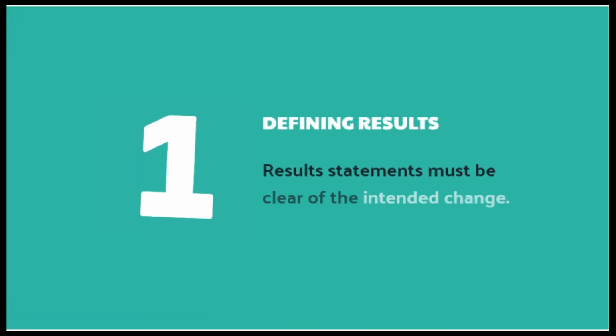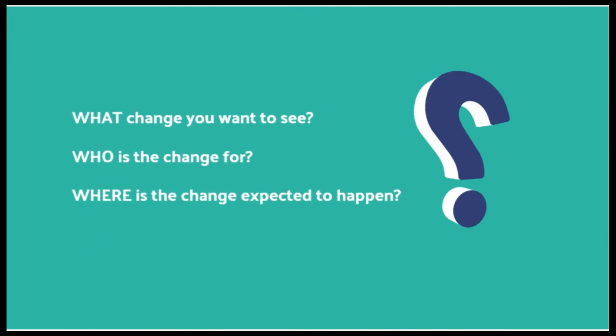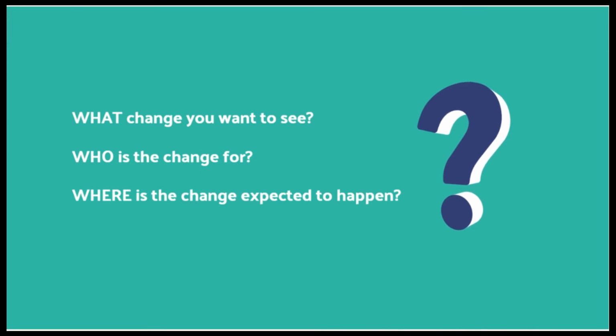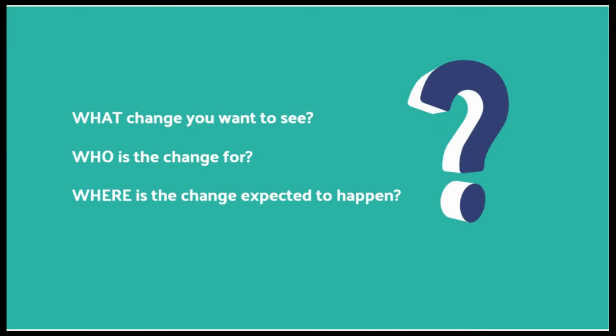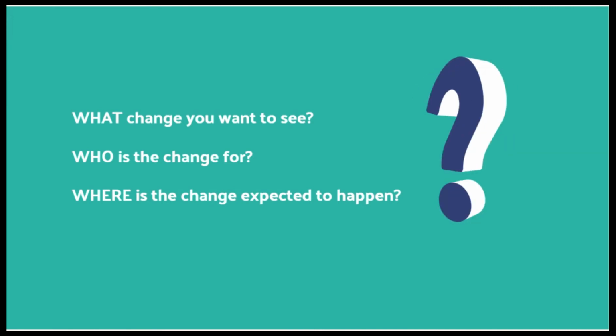Step 1. Defining results. Result statements must be clear of the intended change. They are generally written in a directional verb in the past tense, and directions can either be positive or negative. Each statement should include what change you want to see. Example, enhance economic empowerment. For whom the change is intended. Example, enhance economic empowerment for female-headed households.